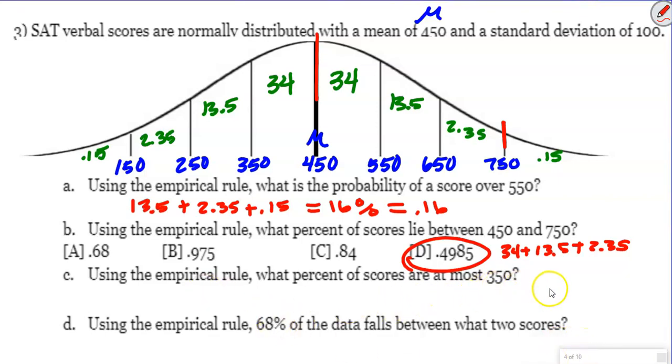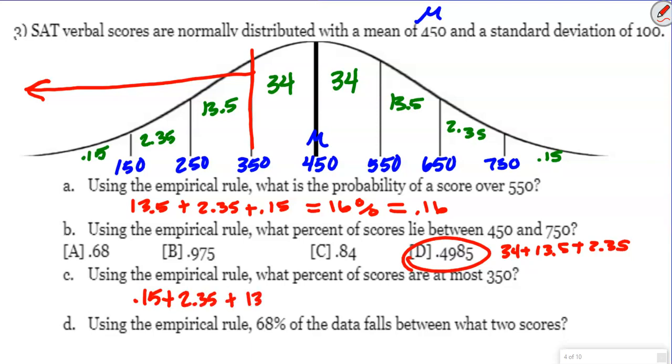All right, so the next one says using the empirical, what's the percentage of scores that are at most 350, okay? So on this one, we're talking at most, all right? So I'm going to then erase again my little line there that I did. So this is at most 350, so that means I'm there, and I'm going this direction now, right? So looks to me like those are the same numbers we added a minute ago, only in a different order. 0.15 plus 2.35 plus 13.5, and that's going to be equal to another 16%, right? Which is equal to 0.16, okay?